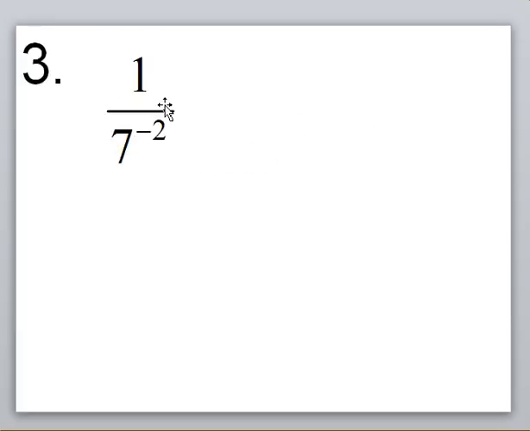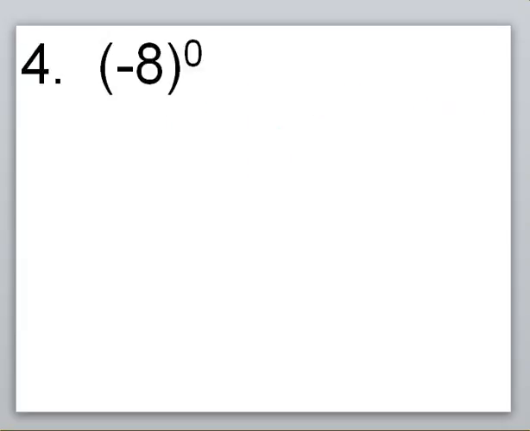This guy is on the bottom of the fraction, but he's not happy there, so he's going to move to the top of the fraction. So it'd be like 7 over 2 to the first power, but we don't need to write this part. And so we just say 7 to the second power. 7 to the second power is 49. The next one, we know anything to the 0 power is 1, so we just write 1. Now let's look at a few more that are hard.